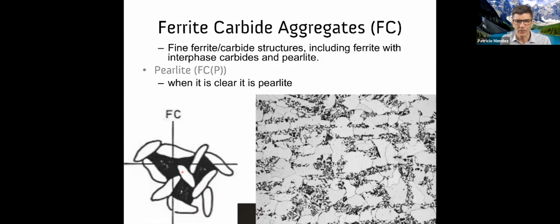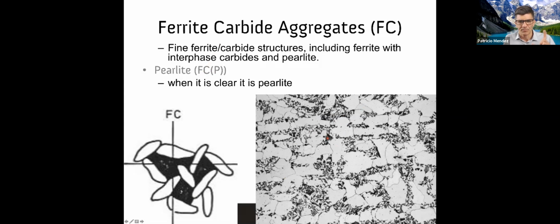In this other image, we have ferrite with carbide aggregates. In this case, the ferrite with carbide aggregates is talking about fine mixtures of ferrite and carbide aggregates. If we know it's pearlite, because either we did some deep characterization or because we know from the phase diagram that is what to be expected, then we put FC, ferrite with carbides, P indicating it is pearlite. This is what we see here.